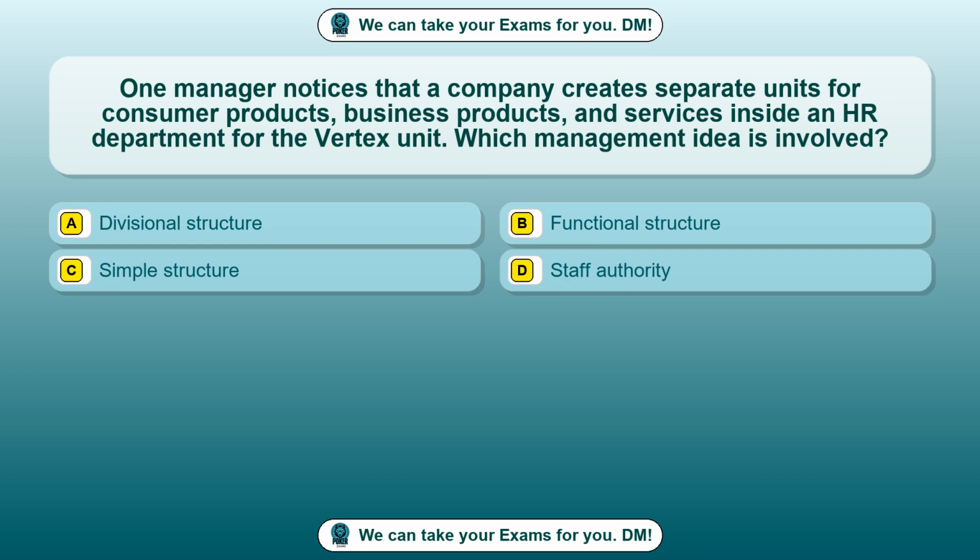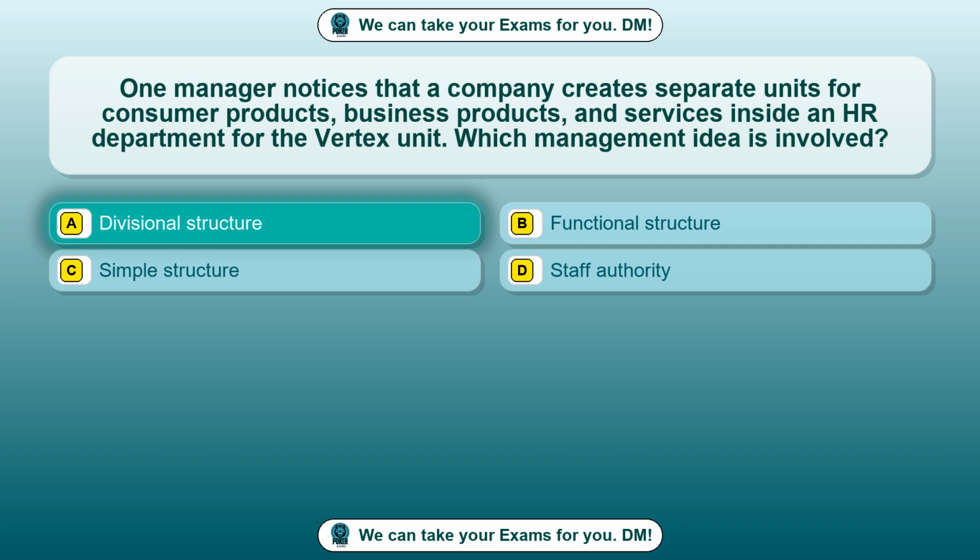Question 5. One manager notices that a company creates separate units for consumer products, business products, and services inside an HR department for the Vertex unit. Which management idea is involved? Option A. Divisional structure. Option B. Functional structure. Option C. Simple structure. Option D. Staff authority. The correct answer is option A.